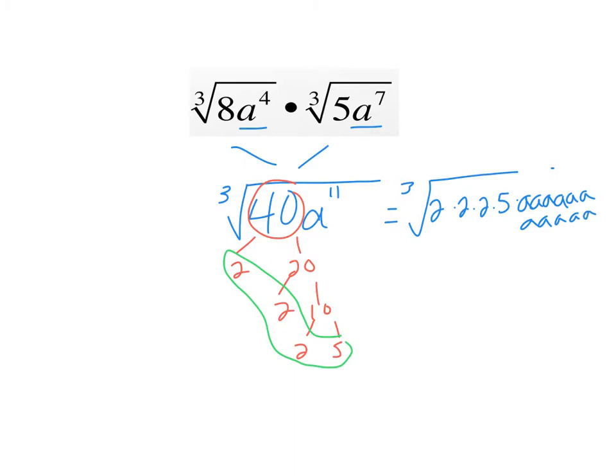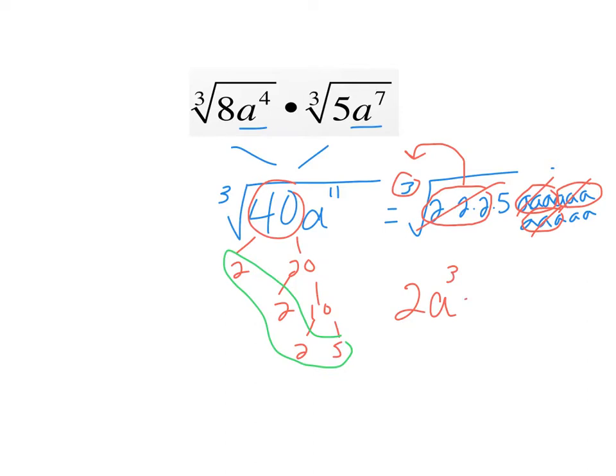Okay, so now that we have it fully expanded underneath the radical symbol, since the index is 3, we're going to be looking for groups of 3. And so let's circle every group of 3. So there's three 2's and three a's, and looks like we have another three a's. So for every group of 3 now, we can pull out one of them. And so we can pull out a 2, and it looks like we can pull out 3 a's.